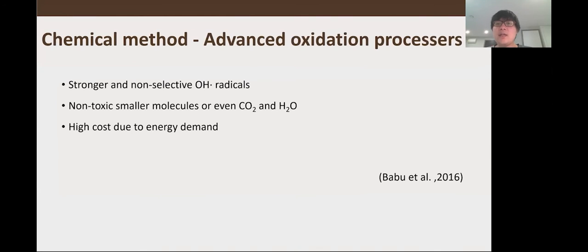Advanced oxidation processes is the third method. It produces stronger and non-selective hydroxyl radicals. Using this method, pollutants are degraded into non-toxic smaller molecules, or carbon dioxide and water. The main problem is the demand for energy.